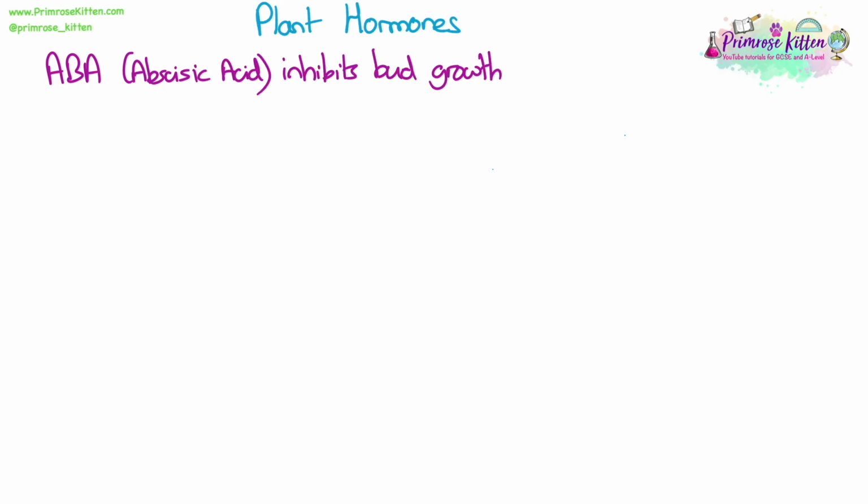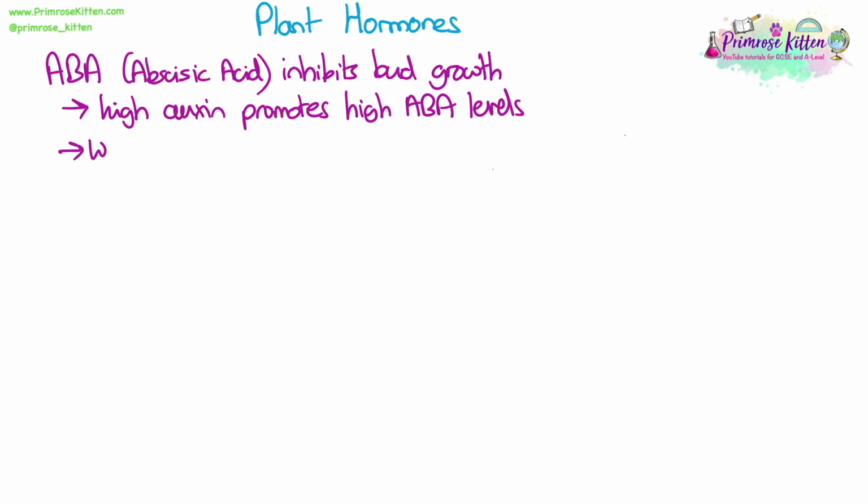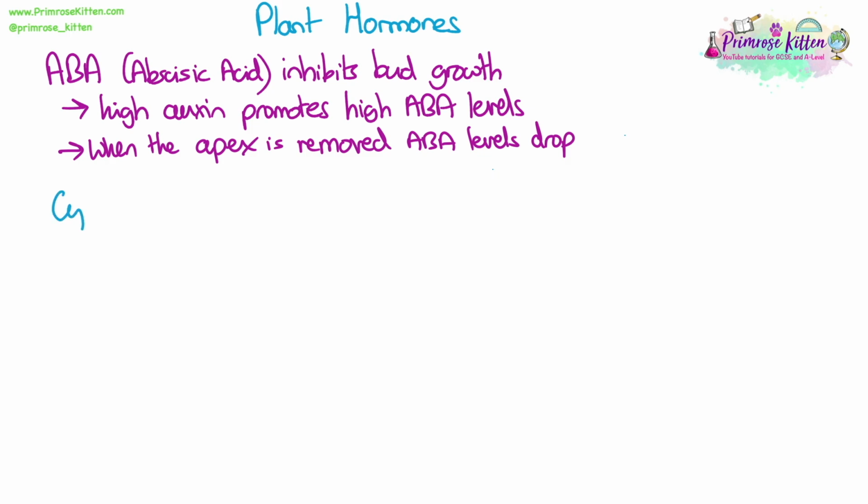So let's look at how abscisic acid and cytokinins can potentially interact with auxins to look at bud growth. So as far as we know, ABA or abscisic acid inhibits bud growth, similar to auxin. This is because high auxin concentration promotes high abscisic acid levels. And the evidence to support this is that obviously when the apex is removed, the auxin levels decrease, and so the ABA levels also decrease. Cytokinins is another hormone group, and these can promote bud growth.